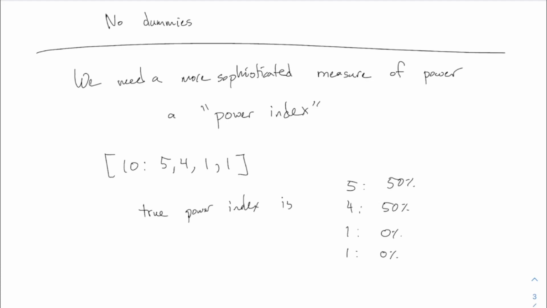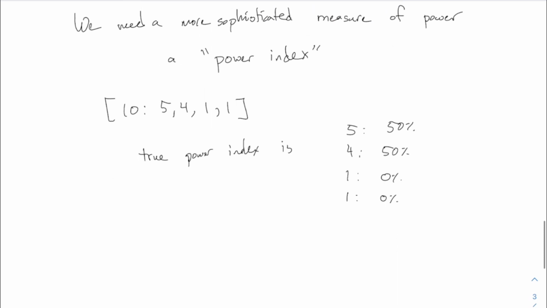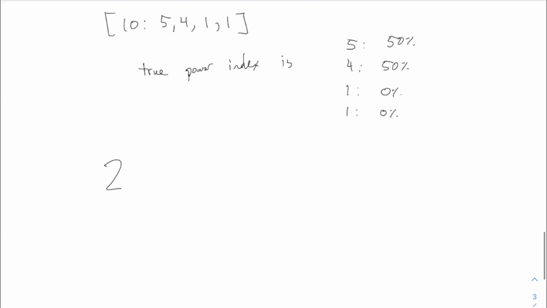All right, and this is called a power index. And actually, there are 2 popular ways of doing this. So we're going to talk about 2 ways to do it. And in fact, they give you 2 different answers. Unfortunately, they both are named after people, and you just have to remember which is which.